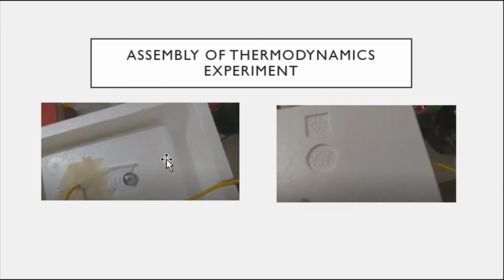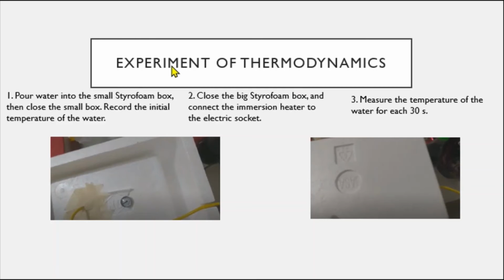And then these are the figures of the final assembly of the experiment setup. This is the small box with the immersion heater and thermometer. And this is the big box, and this is the wire of the immersion heater. This is the experiment procedure of thermodynamics.